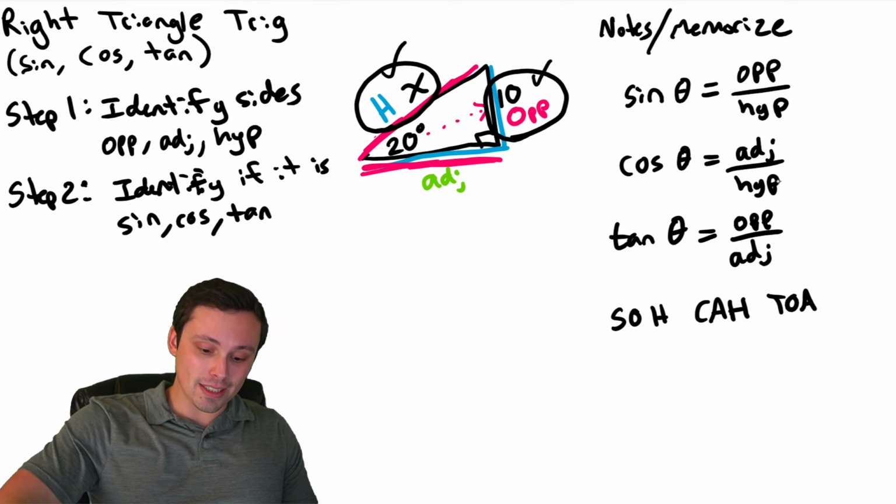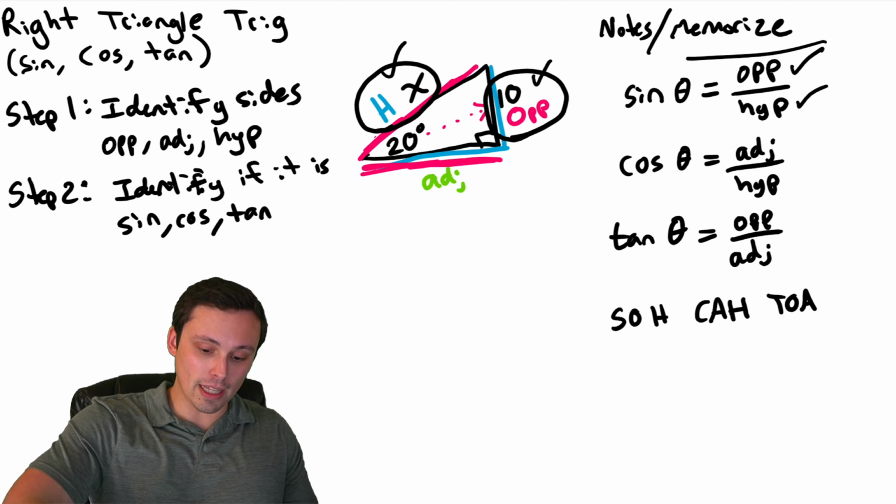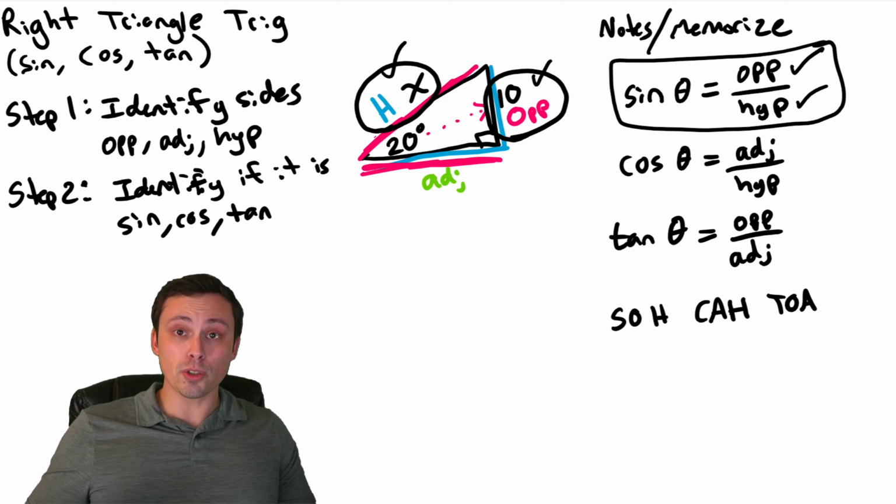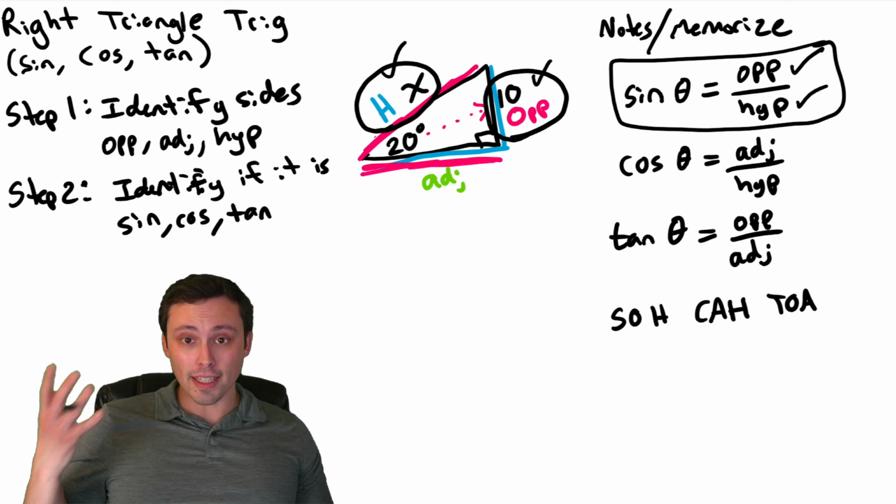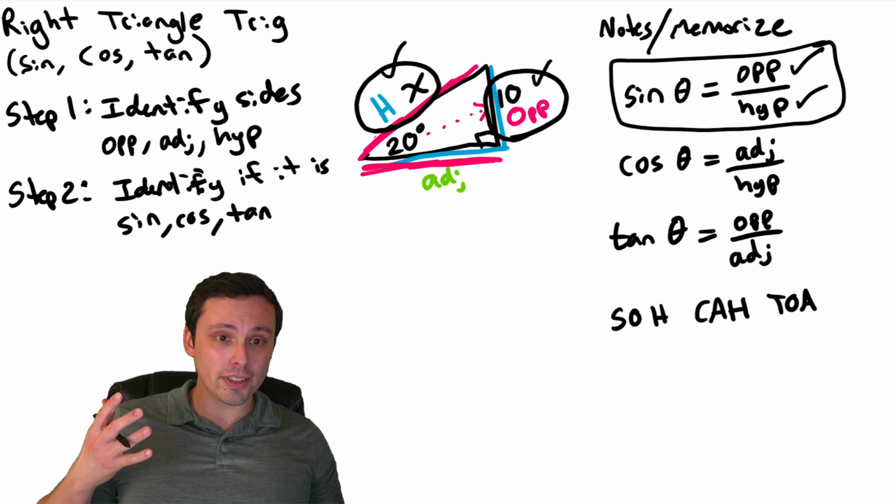Cosine uses adjacent and hypotenuse. We want the hypotenuse, but we don't want the adjacent. Sine uses opposite. That's one of the ones we needed. And hypotenuse. That's one of the ones we needed. So that is how you identify which one you need. Okay, it's that simple. You can get this right every single time.